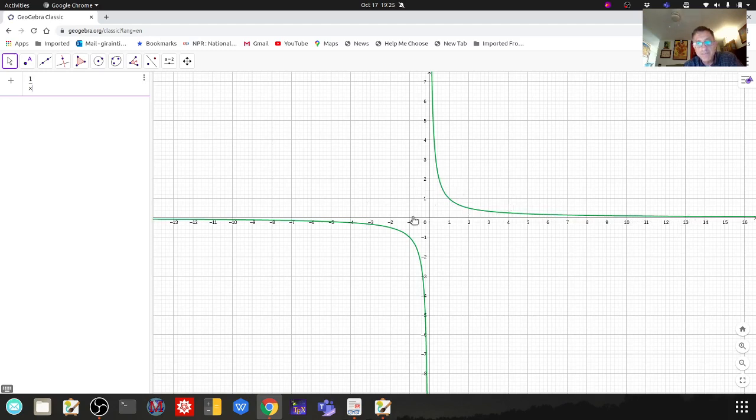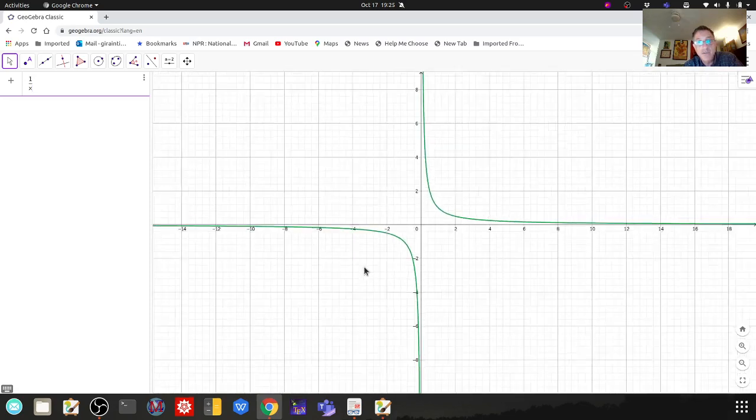Now down here, as the value of x gets to be a larger negative value, then the value of f of x becomes closer and closer and closer to 0, but it's on the negative side. And as the value of x approaches minus 1, which is the same as the absolute value of 1, then f of x gets larger and larger and larger, except in the negative direction.